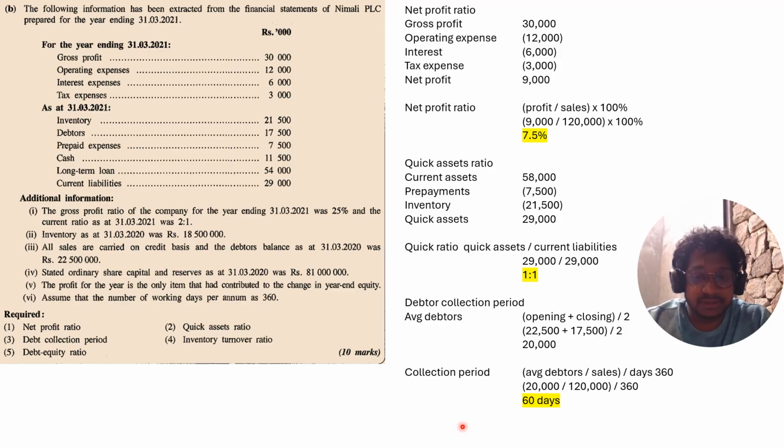So the collection period is found from average debtors divided by sales, into 360, which means days. So your average collection period from debtors is 60 days. Okay.